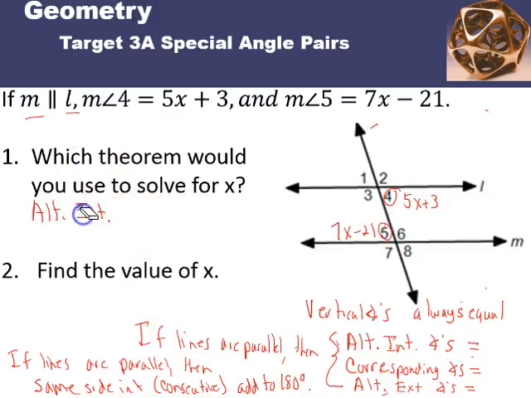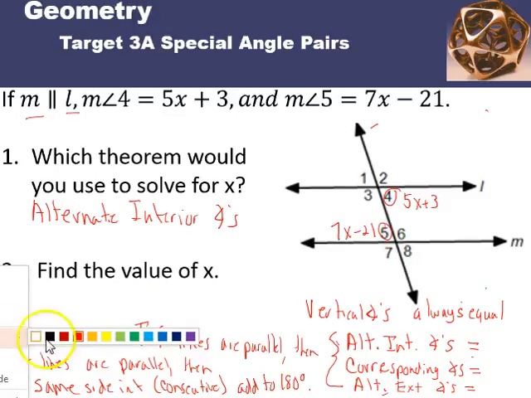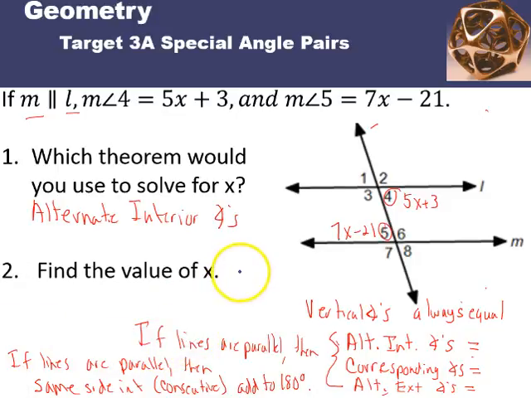And I abbreviated, but you don't have to. You can actually write it out. Alternate interior angles theorem. Okay, now we have to actually find the value of x, and I've run out of some room, so let me get a new color so we don't mix it up. There we go. And we want to find x.